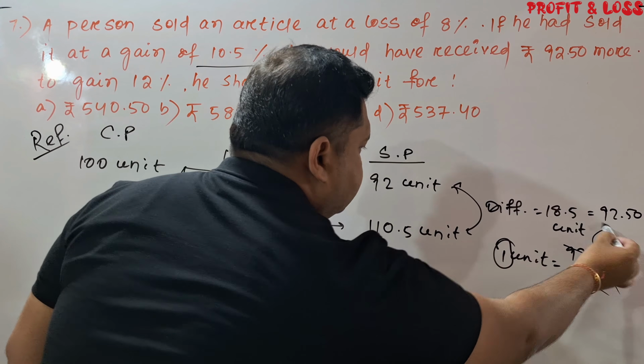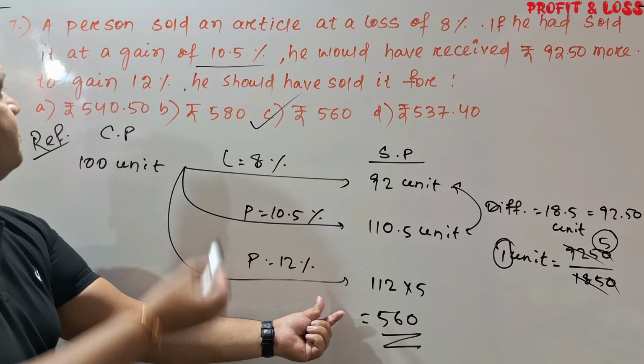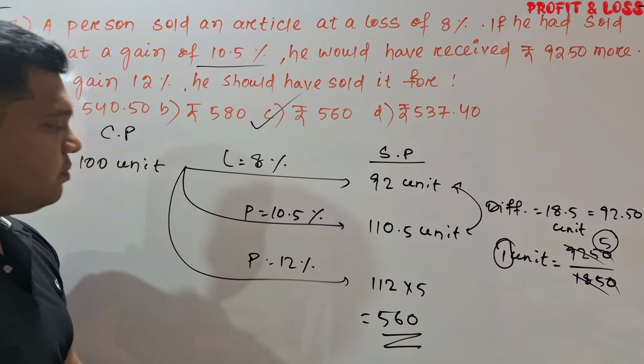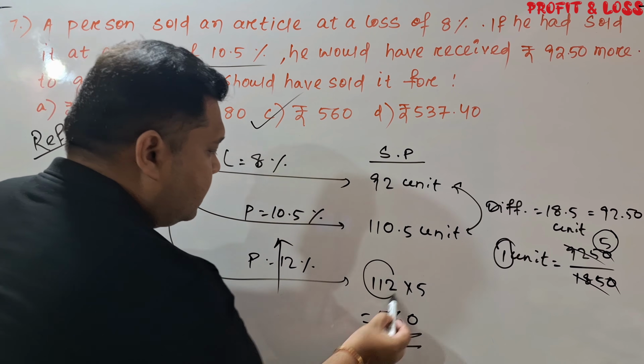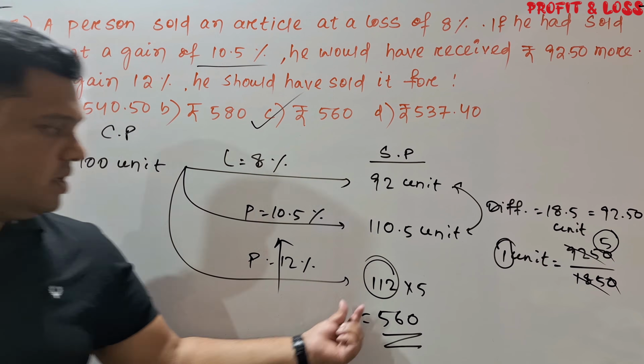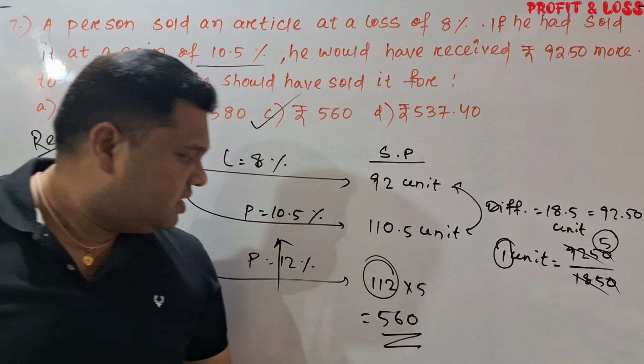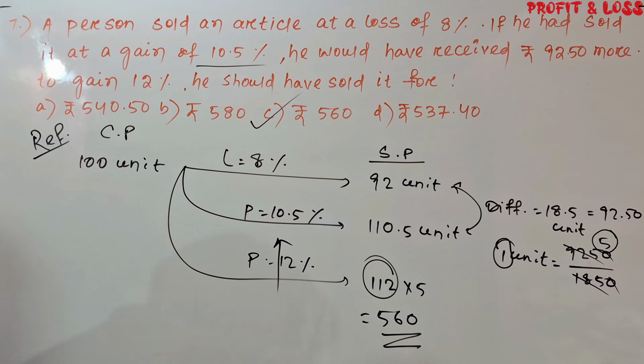After finding 1 unit, you are going to find what? 12% gain, 12% profit. 12% profit means 112. 112 units is how much? 112 units is 112 into 5. That is 560. Write it down.